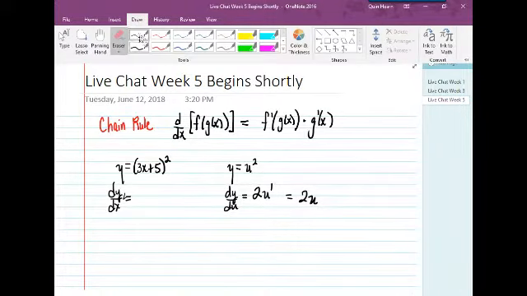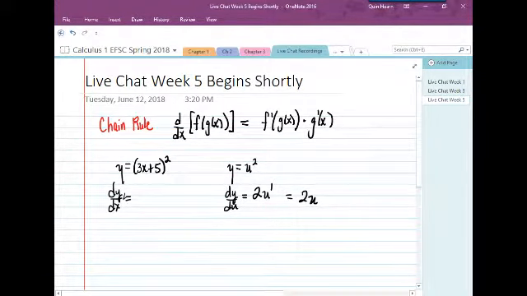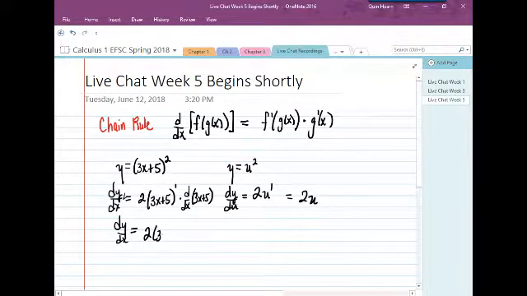So what we do is we say, okay, I'm going to pretend like that's an x for the moment. So I'm going to bring the power out front, and I'm going to subtract 1 from it. But then to compensate for the fact that it wasn't just an x, I'm going to multiply times the derivative of what it was. So we get dy dx equals 2 times 3x plus 5 times the derivative of 3x plus 5, which is just 3. Now notice that that would give us dy dx equals 6 times 3x plus 5, or 18x plus 30.